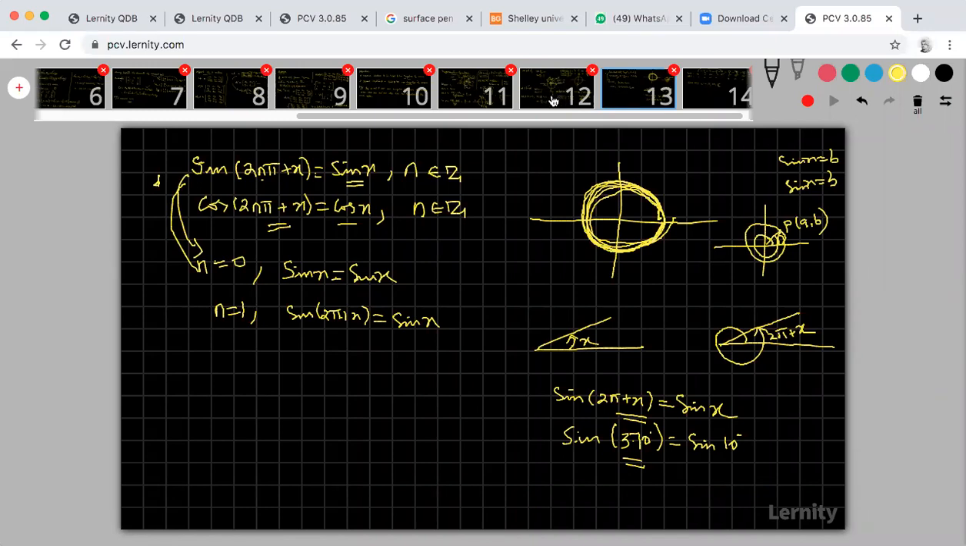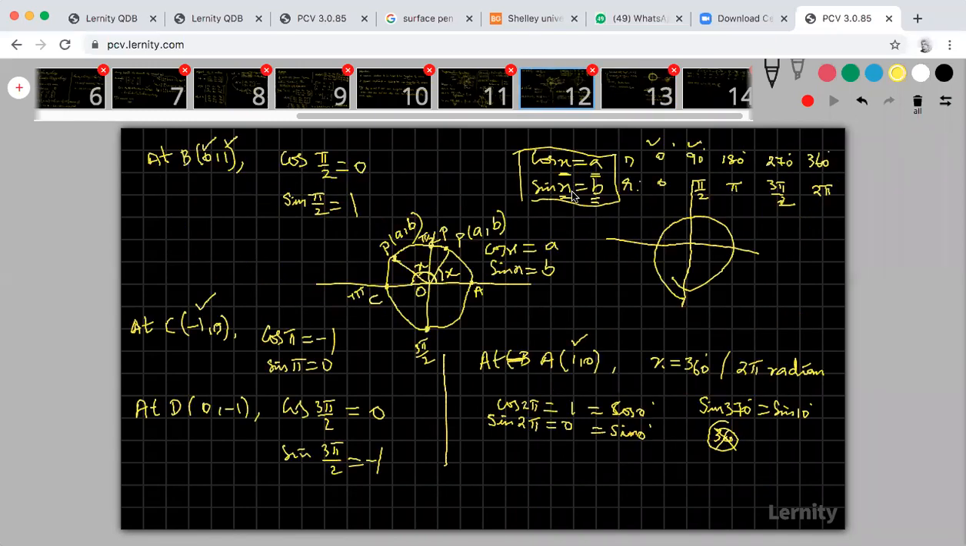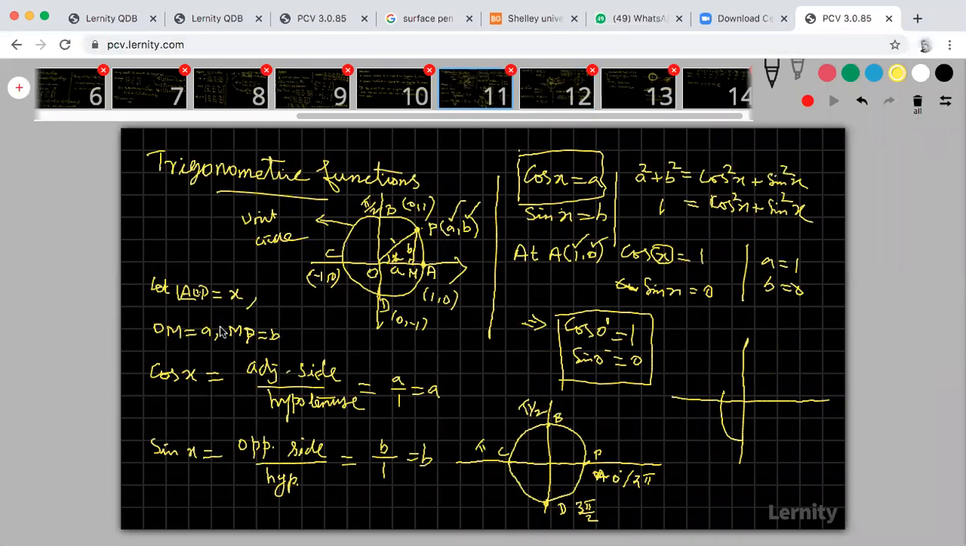Yes, some students are asking doubts in here. Cos x is equal to a, sin x is equal to b. Look at that here. Are you okay about this diagram? This OM, OP. Are you okay about this diagram? See here.